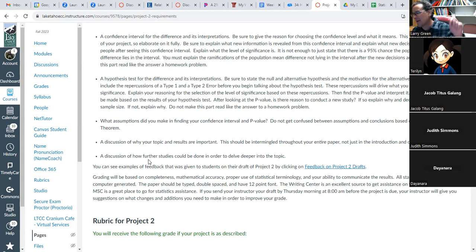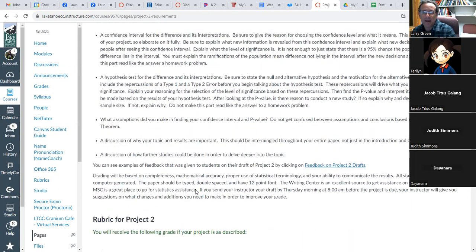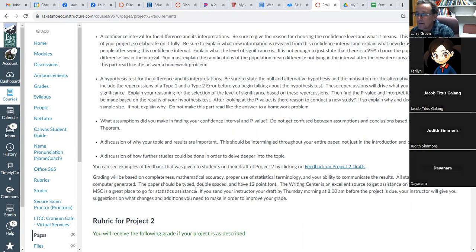And do not say that because you used a level of significance of 5%, you're going to use a confidence level of 95%. Those do not go together. Any questions at all about the project?